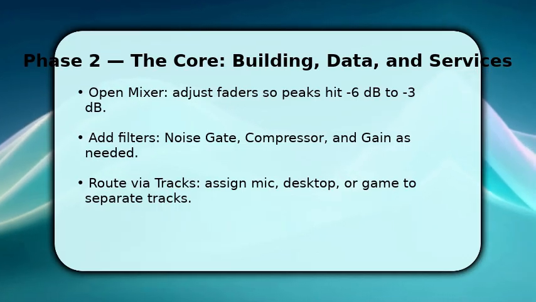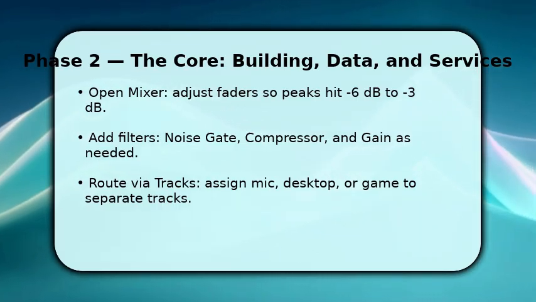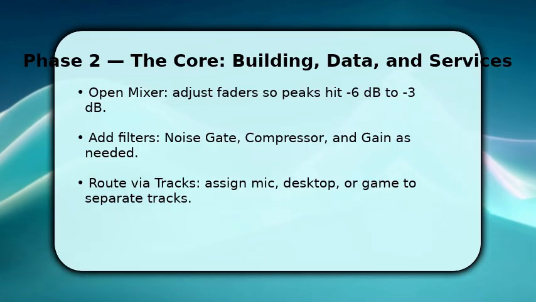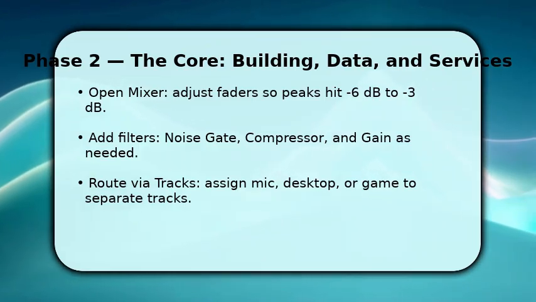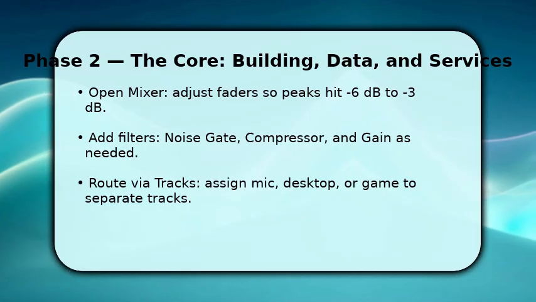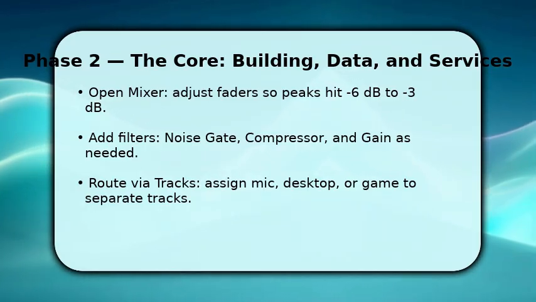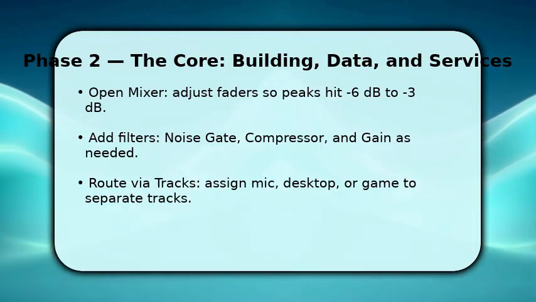Add a noise gate to remove background hum, a compressor to even dynamics, and gentle gain only if needed. Avoid excessive boost. Then assign each source to its own output track in Advanced Audio Properties, so you can export or mute tracks later without re-recording.